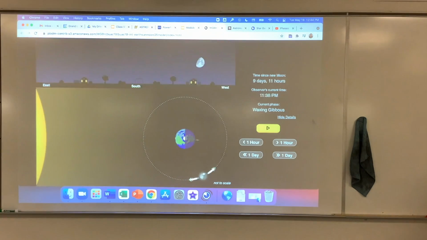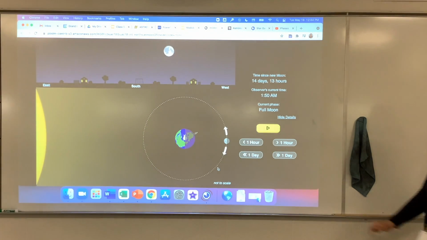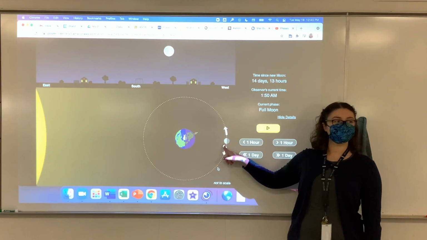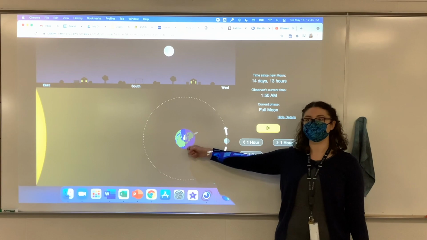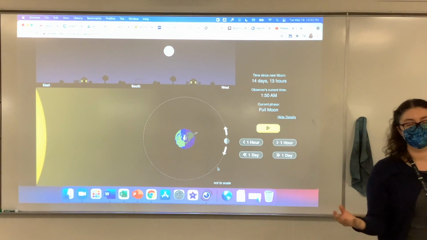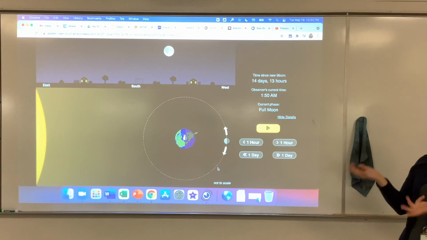Then if we take it halfway around its rotation, now we can see that at this point in its orbit, only the lit half of the moon is facing Earth. And so this is what we experience as the full moon, when we only see the lit half of the moon facing us.